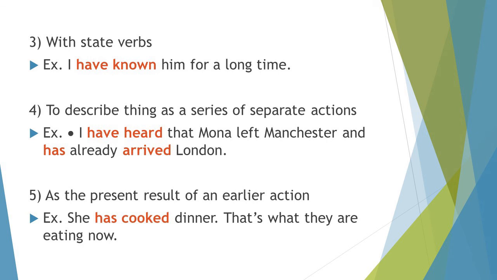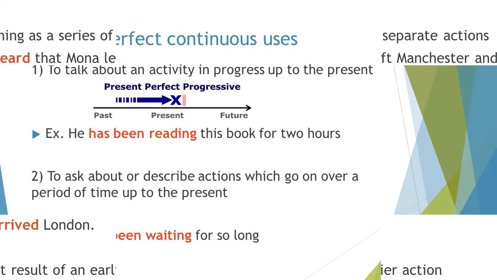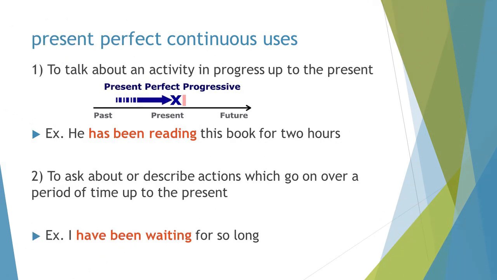The last use of present perfect is as a result of an earlier action. For example, she has cooked dinner. That's what they are eating now. Having finished with reviewing the uses of present perfect, we now move to the last tense of present tenses, which is present perfect continuous in its 5 uses.